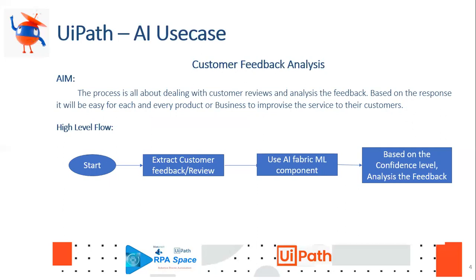So what is the process at a high level? For example, you start, and once you start, you have to extract the feedback or review from some portal. It can be a website, an already defined feedback system, or anything other than that as well. Next, you use the AI Fabric ML component to segregate based on confidence, sentiment and analysis. Once it has been categorized after passing through the ML component, you will be able to divide the reviews into positive and negative based on the confidence level, and that will help you keep improving your business wherever it is required.